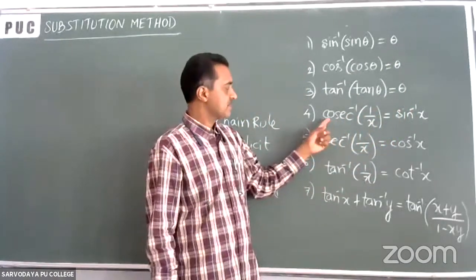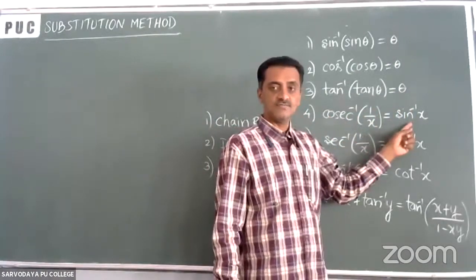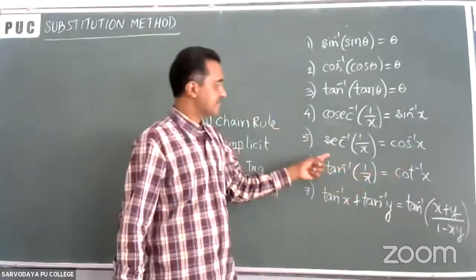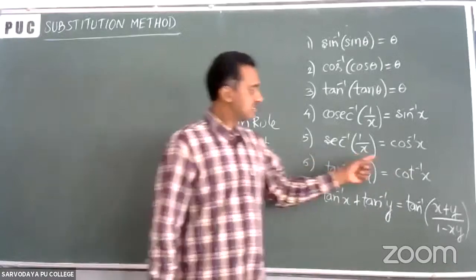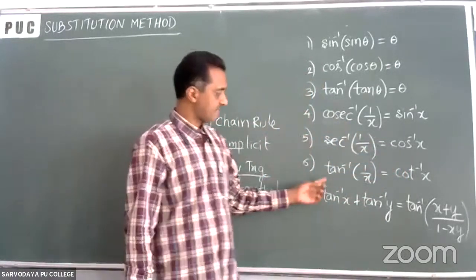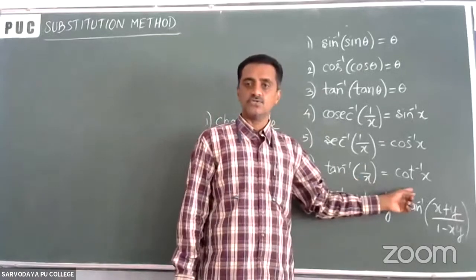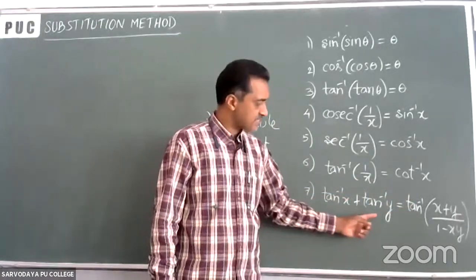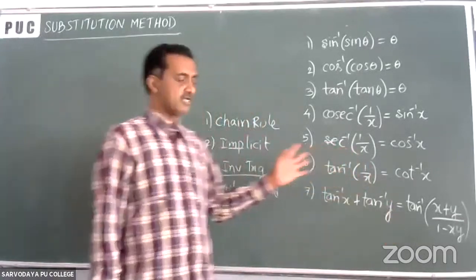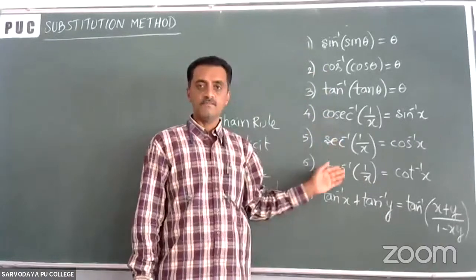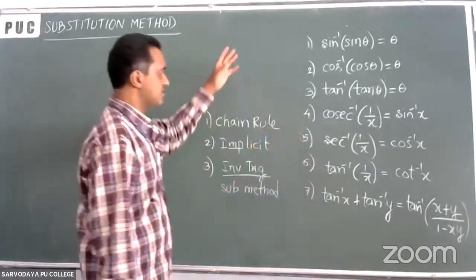Cosecant inverse of 1 by x is sin inverse x, or cosecant inverse x is sin inverse of 1 by x. Secant inverse of 1 by x is equal to cos inverse of x. Just listen to this. Tan inverse of 1 by x is equal to cot inverse of x, and tan inverse x plus tan inverse y is equal to tan inverse of x plus y divided by 1 minus xy. These are the formulas with respect to inverse trigonometric functions.